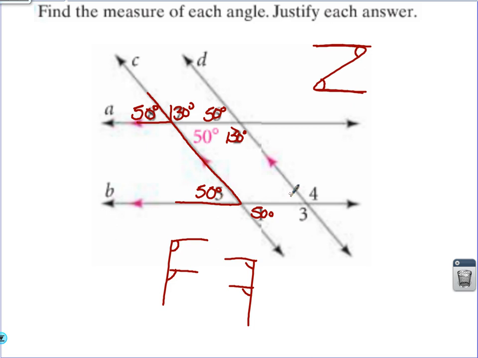Y'all see you got parallel lines going in both directions? So you've got, here's parallel lines. If this is 50, this one's in the same spot. It would also be 50, so what would this be, Claudia? Good. So 130, and we'll go ahead and knock that one out. That is also 130.